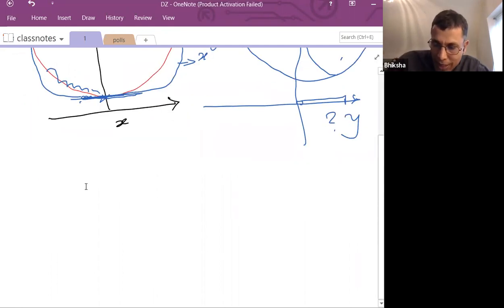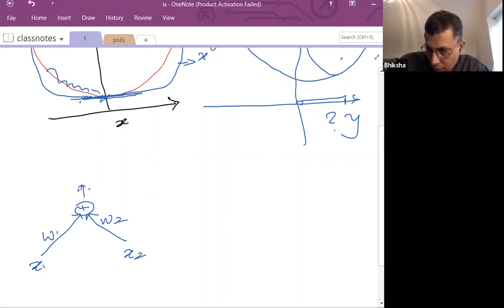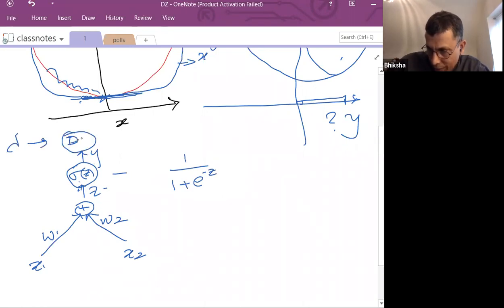But then let's consider a single perceptron or a softmax. And let's say I have only two inputs, right? And I'm going to assume that there is no bias, just for illustration's sake. And now we have our z, and then we have the activation function. Say this is a sigmoid, 1 over 1 plus e raised to minus z. And this is our y. We have the desired output d, and then we compare the two and we compute the divergence. This is how we did this, remember?